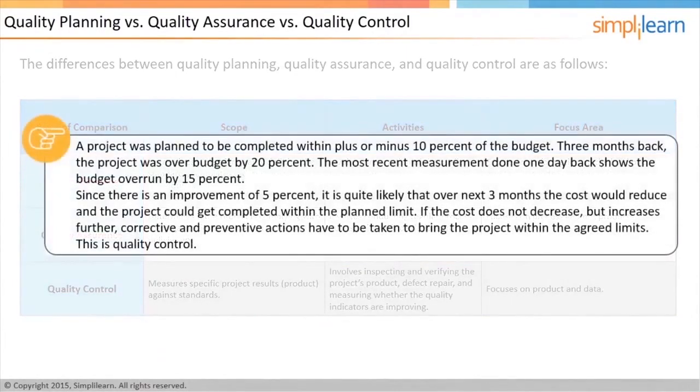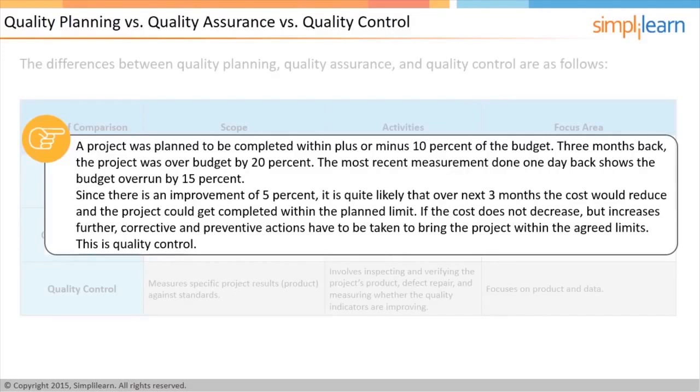For example, it was planned as part of quality management that the project would get completed plus or minus 10% within the cost budget. 3 months back, when the measurement was done, the project was over budget by 20%. When the measurement was done a day before, it was only 15% over budget. Therefore, the project has shown an improvement of 5% in the last 3 months, and it is quite likely that over the next 3 months, the project may get within the planned limit of 10%.